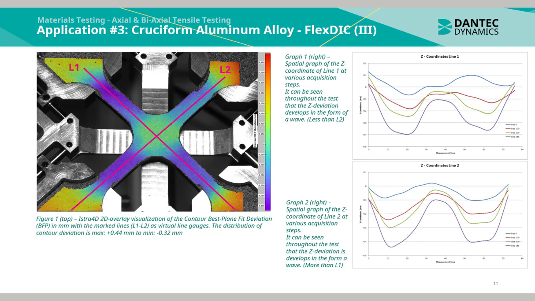In graphs 1 and 2 to the right, we see the spatial graph of the Z coordinate of the respective lines at various acquisition steps. It can be seen throughout the test that the Z deviation develops in the form of a wave.